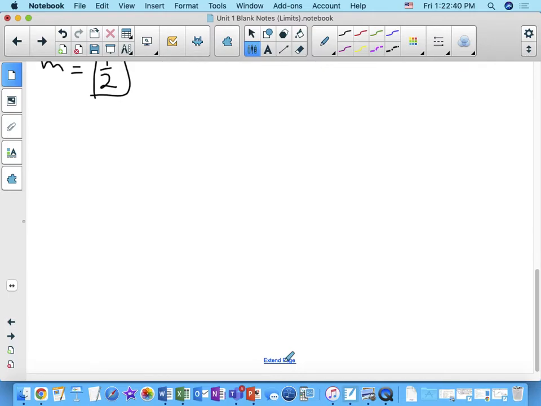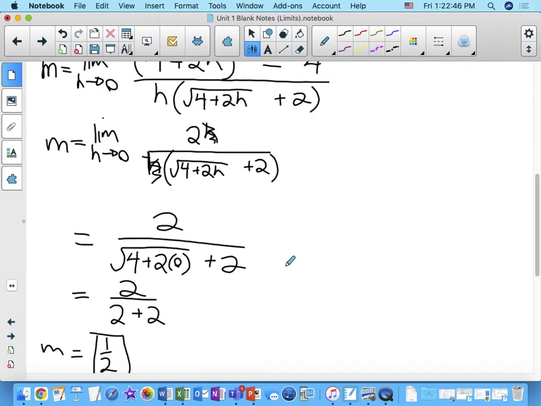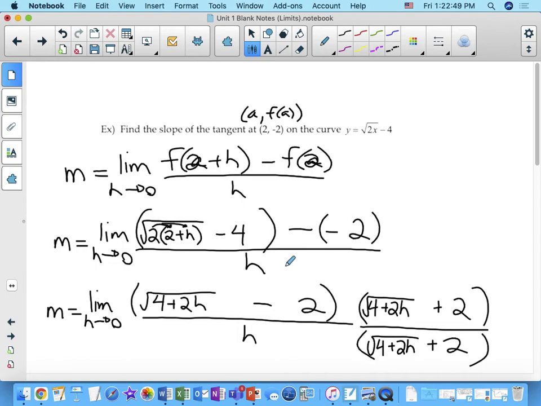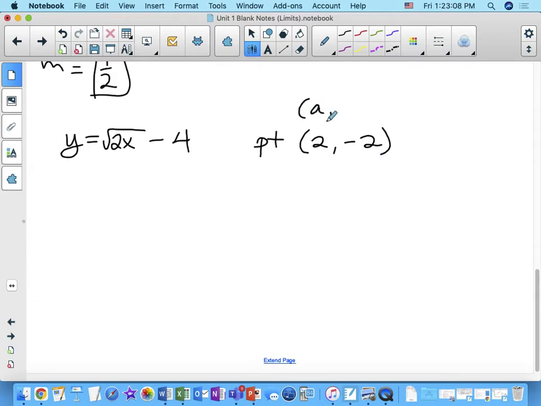All right, so the other way that we can do this is this way. So what was our function again? I got to go all the way back. Okay, so the function was y equals the square root of 2x minus 4. Okay, I got to write that down. And the point was 2, -2. So this is still our a, f of a. That's still important.